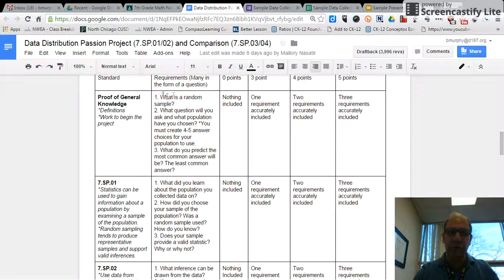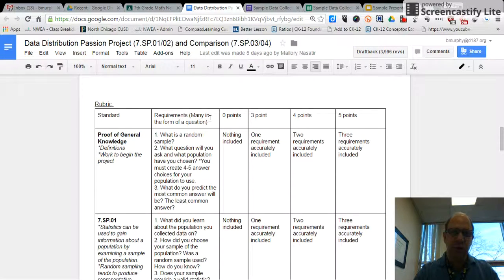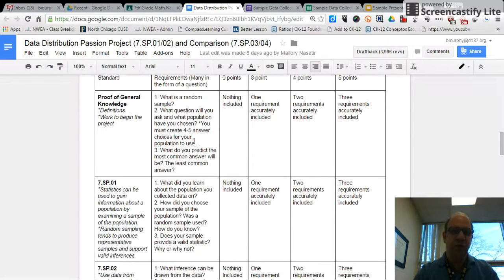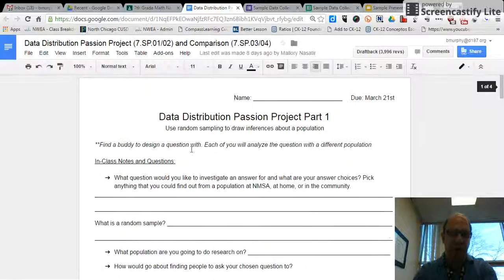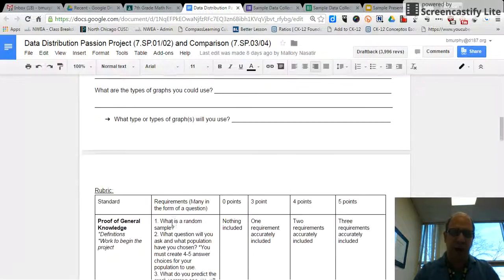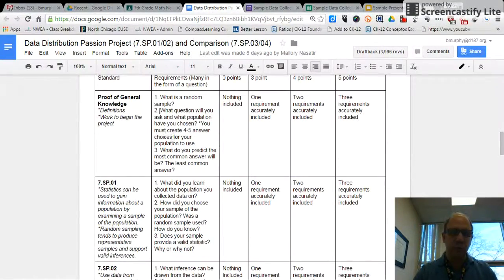You need to read these parts right here where it says requirements, many in the form of questions. So, what is a random sample? Now that's up here. What is a random sample? You should have copied that down the first day. What question will you ask and what population have you chosen? You should have done that the first day.